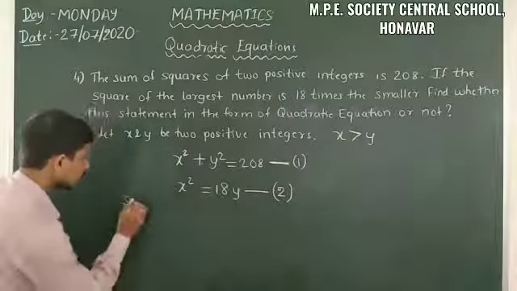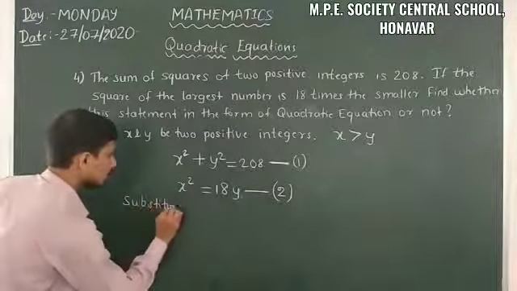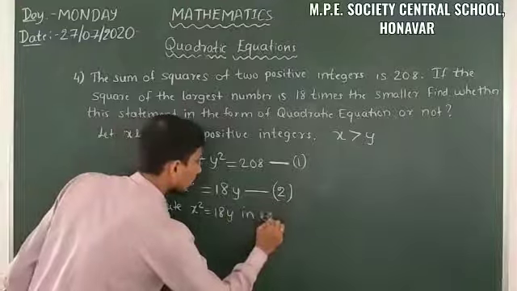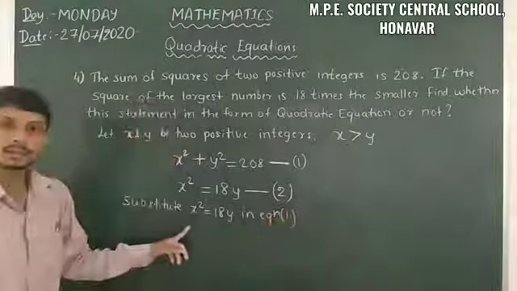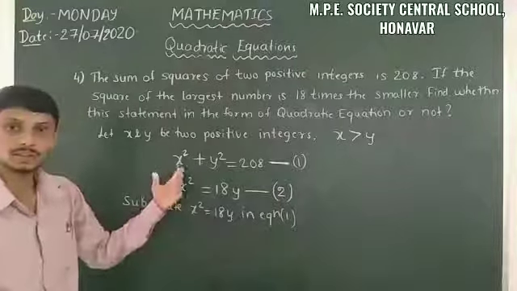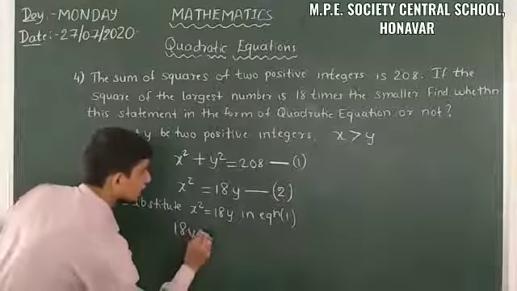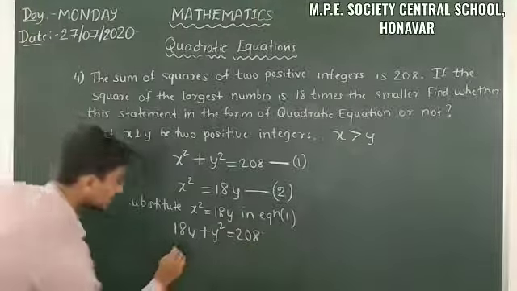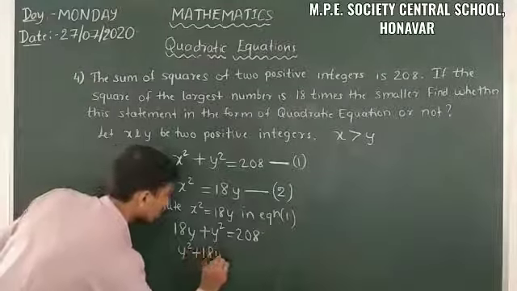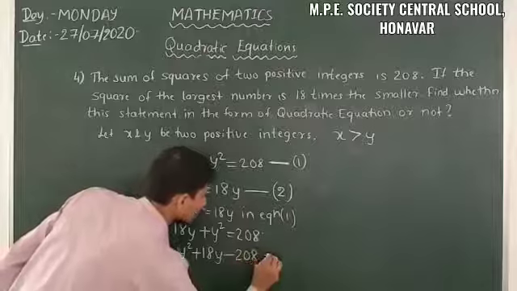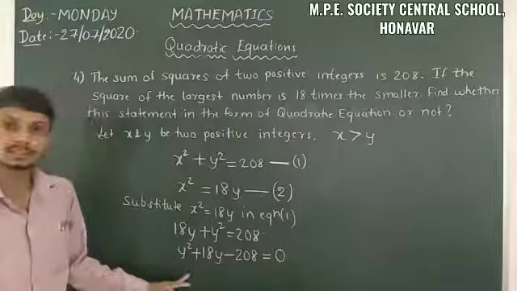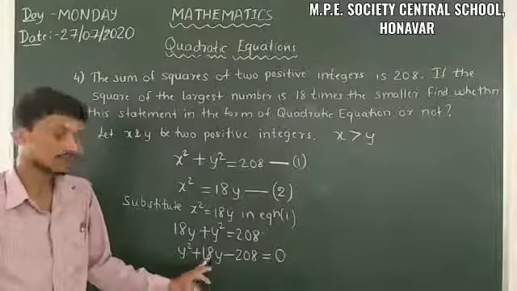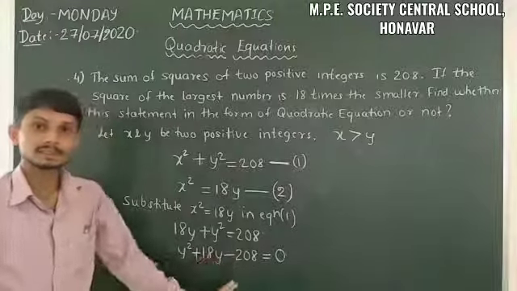That means substitute x square is equal to 18y in equation number 1. Let's substitute the value of x square, that is 18y. So 18y plus y square is equal to 208. Then reshuffle: y square plus 18y minus 208 is equal to 0. So this equation is in the form of ax square plus bx plus c is equal to 0.